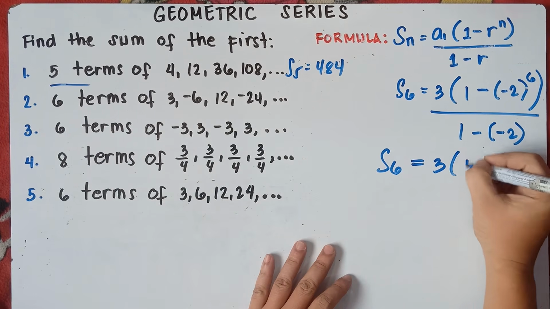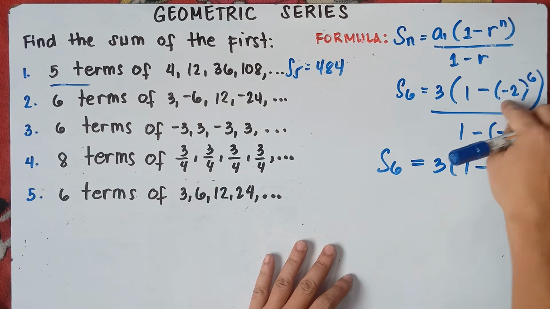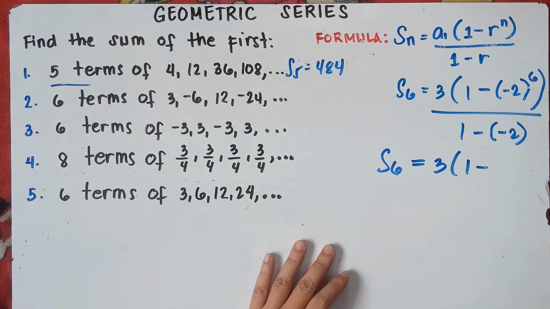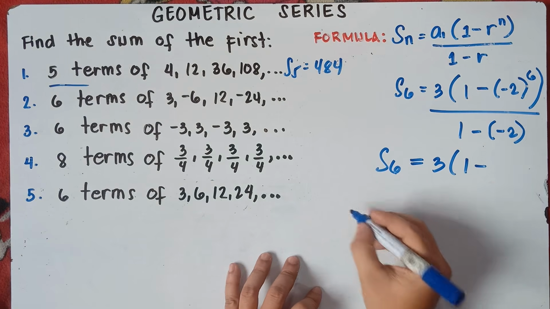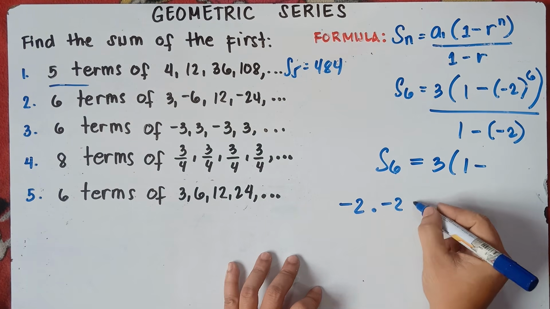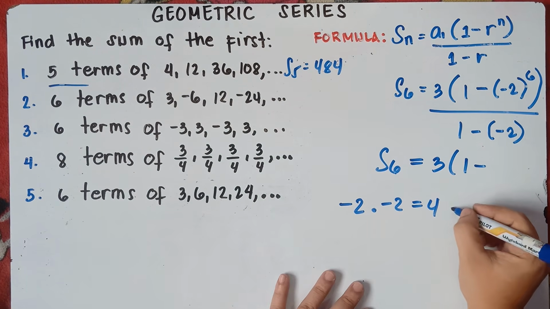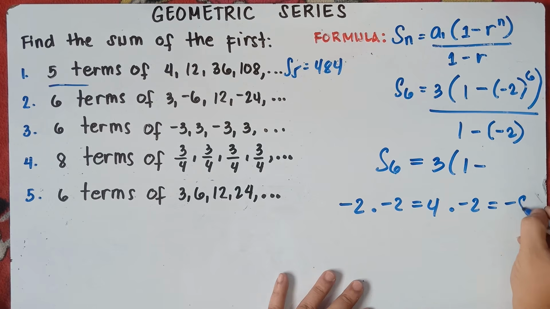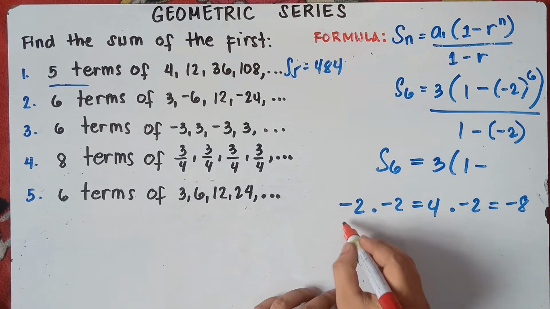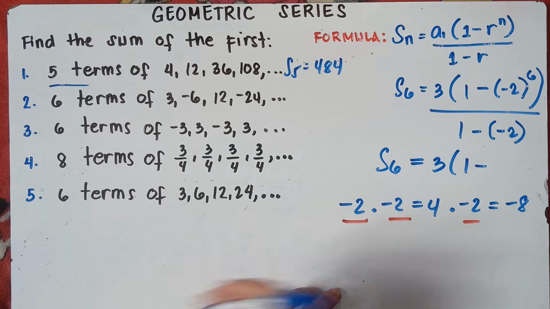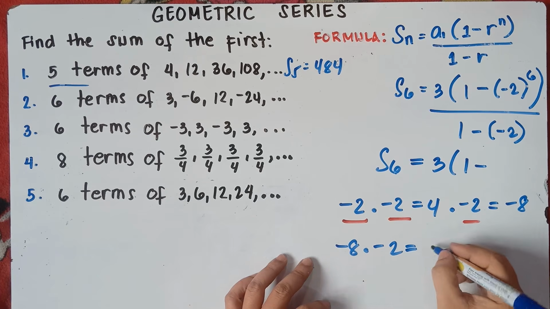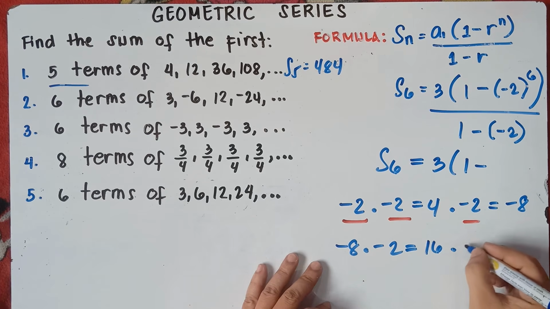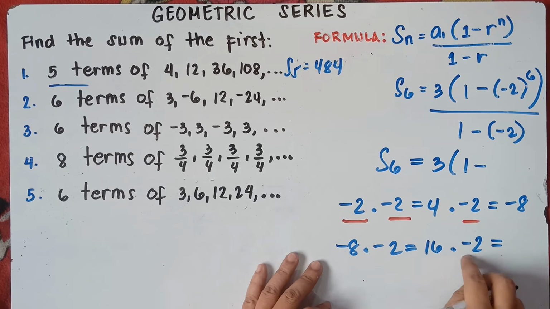So this will be 1 minus negative 2 raised to the power of 6. It means that you multiply negative 2 by itself 6 times. So negative 2 times negative 2 will be positive 4. Times negative 2, that's negative 8. So we already have three 2's: 1, 2, 3. So this will be negative 8 times negative 2. Negative times negative is positive 16. Times negative 2, that's negative 32.